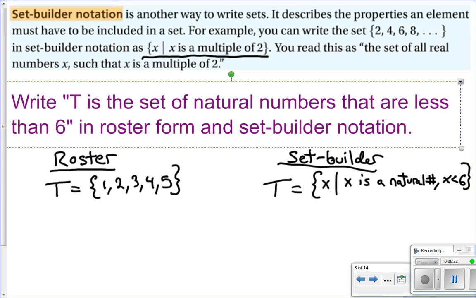In set builder notation, if there's multiple qualities that make something part of a set, you separate it with a comma. So I know in this set it's the set of natural numbers, and they have to be less than 6. So I wrote x is a natural number and x is less than 6. The way this reads is: set T is the set of all real numbers x such that x is a natural number and x is less than 6.